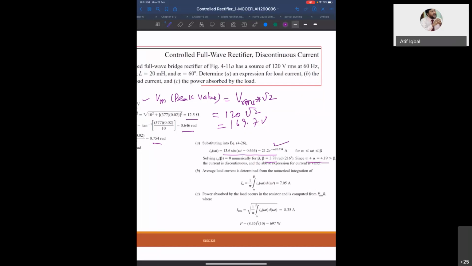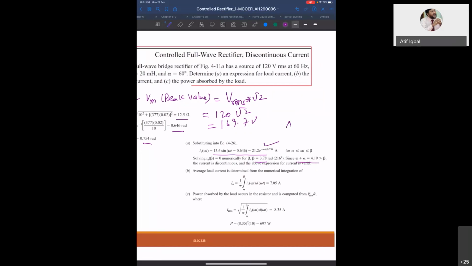Since pi plus alpha is 4.19 and your beta is 3.78, your beta is less than pi plus alpha. That means your extinction angle, the angle at which your current becomes zero, is less than pi plus alpha. Pi plus alpha is the instant when your next pair of SCRs has to be turned on. So this is a discontinuous conduction mode.